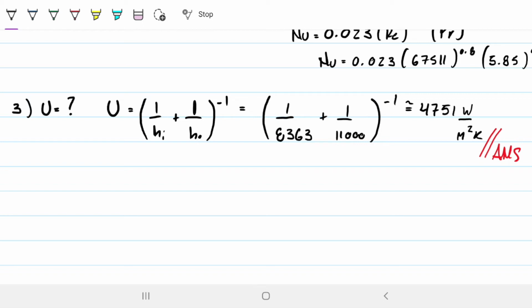What is next? We can probably put a little footnote here, assuming R of conduction is way smaller than R of convection.